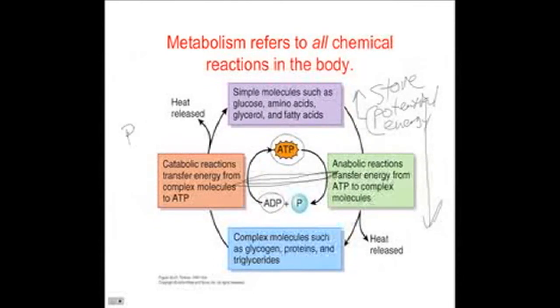But on this side, potential energy will be going down. I want to make a nice arrow. So potential energy will be going down because we'll be tearing apart these molecules. Here, potential energy goes up because we're storing energy and generating complex molecules.